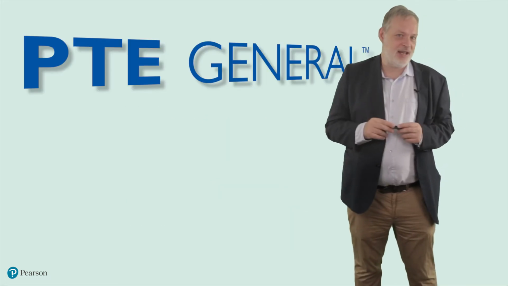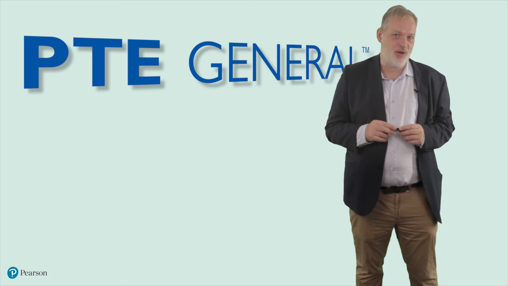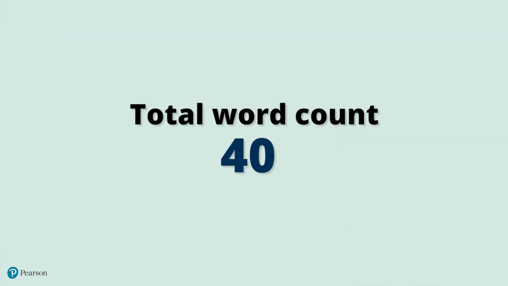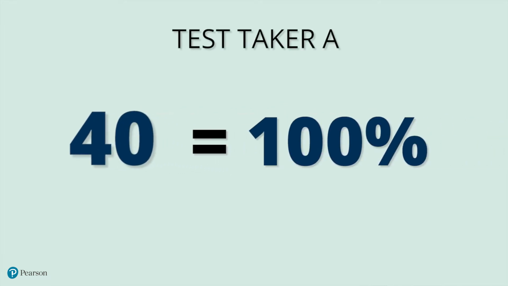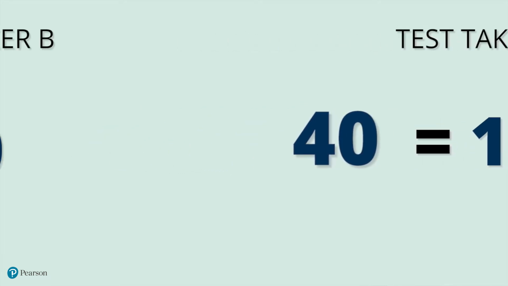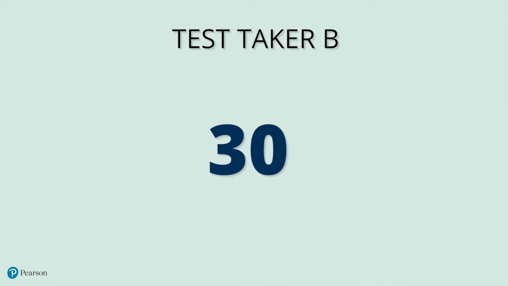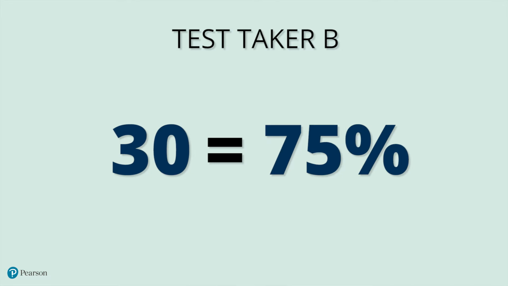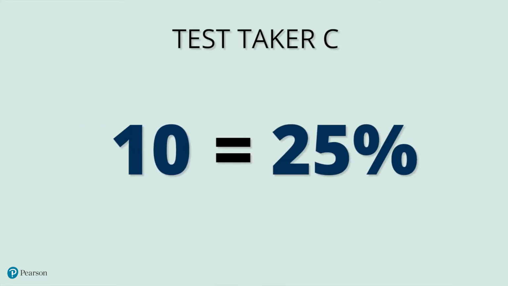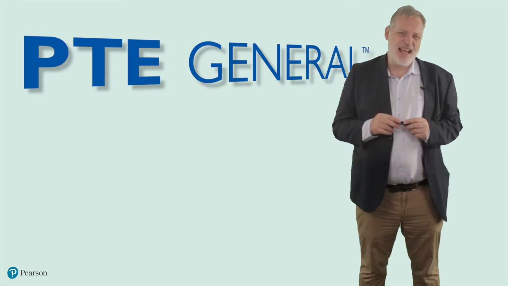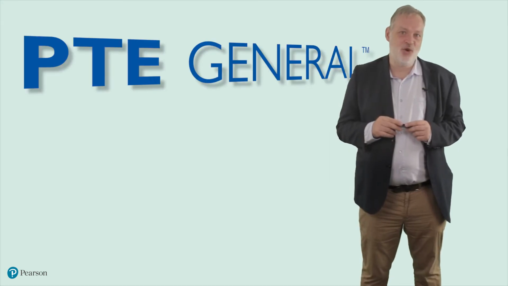How do we calculate the final score point result for listening then? Let's say the total word count in a given dictation is 40. Test taker A wrote 40 correct words. Their result is 100%. Test taker B wrote 30 correct words. Their result is 75%. Test taker C wrote 10 correct words. Their result is 25%.